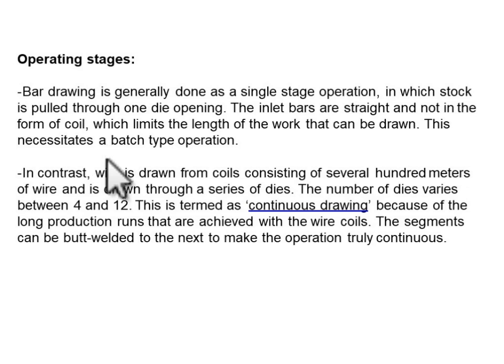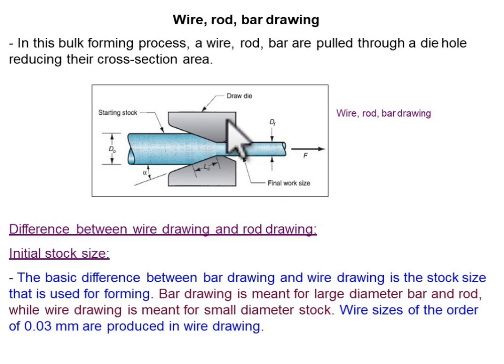Now, if we talk about wire drawing, wire is drawn from coils. We hold the wire in the form of coils consisting of several hundred meters of wire. Since the diameter of the wire is very small, and we want to reduce the diameter, we generally use different stages to reduce the diameter in a continuous manner. So the number of dies varies between 4 and 12. It means such arrangements will be in series. This is the first arrangement, and in the same way there will be a second arrangement, a third arrangement, and all these arrangements are termed stages.